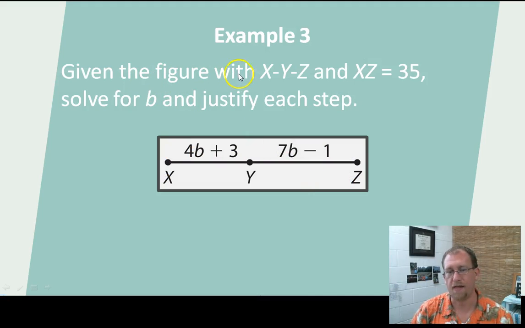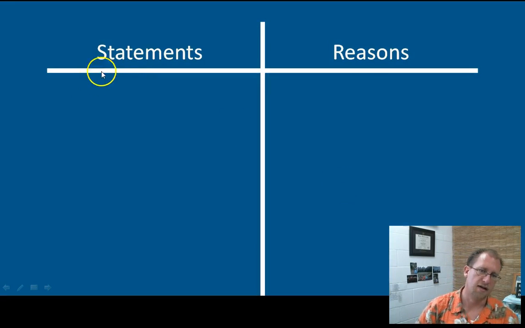Given the figure X, Y, Z, so that means that they're collinear, and XZ equals 35, solve for b and justify each step. Okay, so I have this number line, and I've been told that X to Z is 35. And I have an algebraic expression here for this portion of it, and another one for this portion of it. And I know because of the betweenness that this plus this has to equal the whole. So I'm going to do a proof here. And again, statements on one side, reasons on the other.